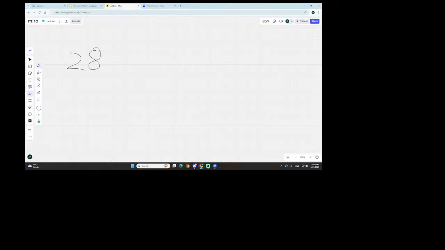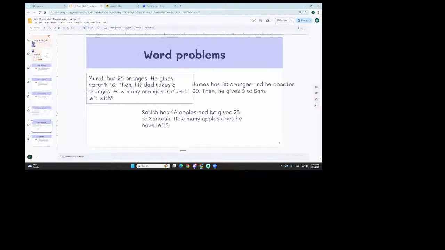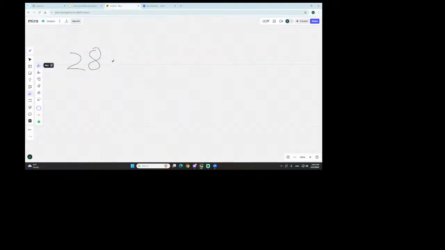28. Then he gives Karthik 16. So if he's giving 16, we're subtracting 16. So let's do this first. 28 minus 16. So we can first do the ones place, 8 minus 6, which is 2.